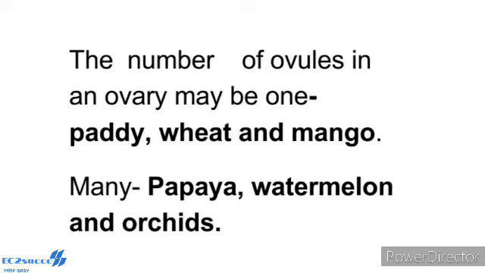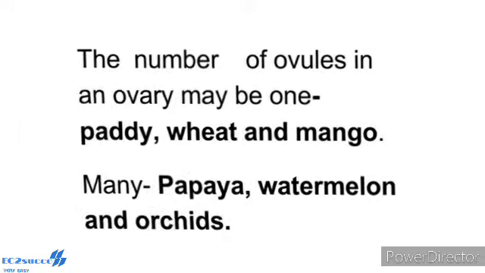An ovary may have only one ovule, as in paddy, wheat and mango. Many ovules are found in papaya, watermelon and orchids. These are some introductory points about the female reproductive part, the gynoecium.